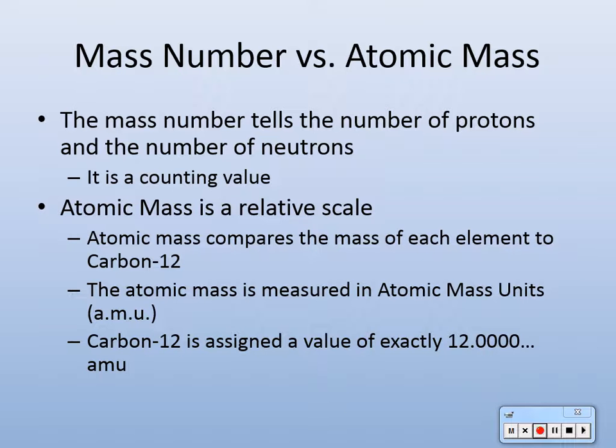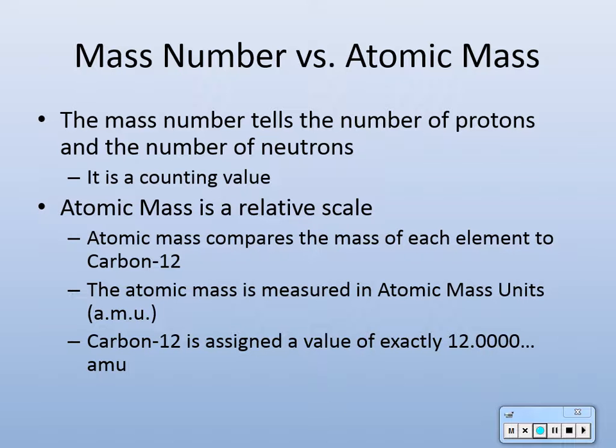Okay? So atomic mass is "measured," and we should probably put measured in quotation marks, because remember, a relative scale doesn't actually measure things, it compares things. We compare these atoms through something called an atomic mass unit, or an AMU. And as a basis of comparison, we call the carbon-12 isotope exactly 12.000 atomic mass units.